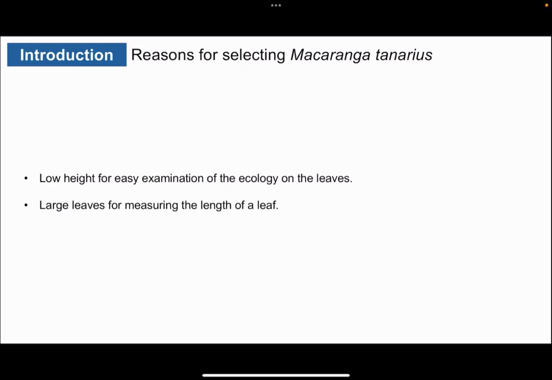And here are the reasons for selecting Macaranga tenarius. First, Macaranga tenarius has a low height for easy examination of ecology on the leaves. Second, large leaves for measuring the length of a leaf.